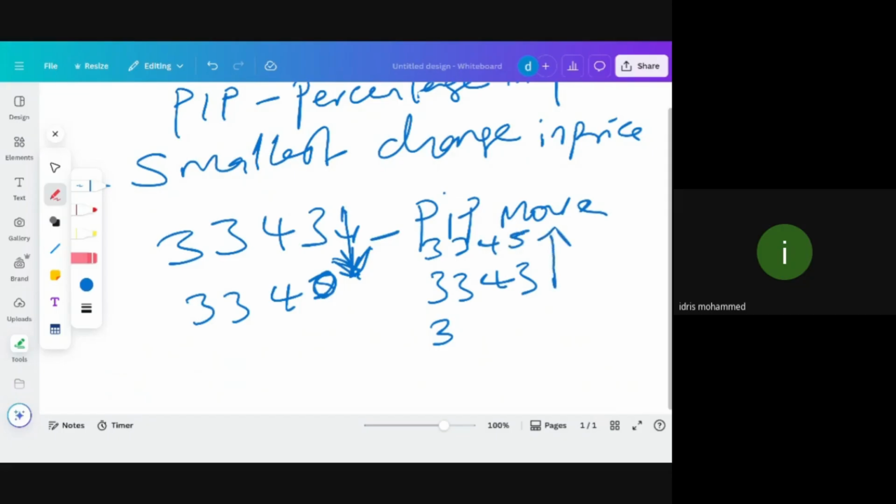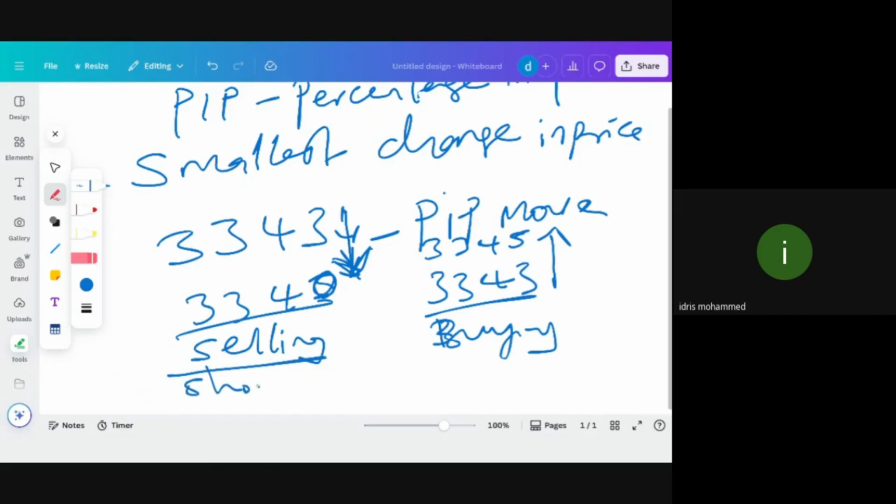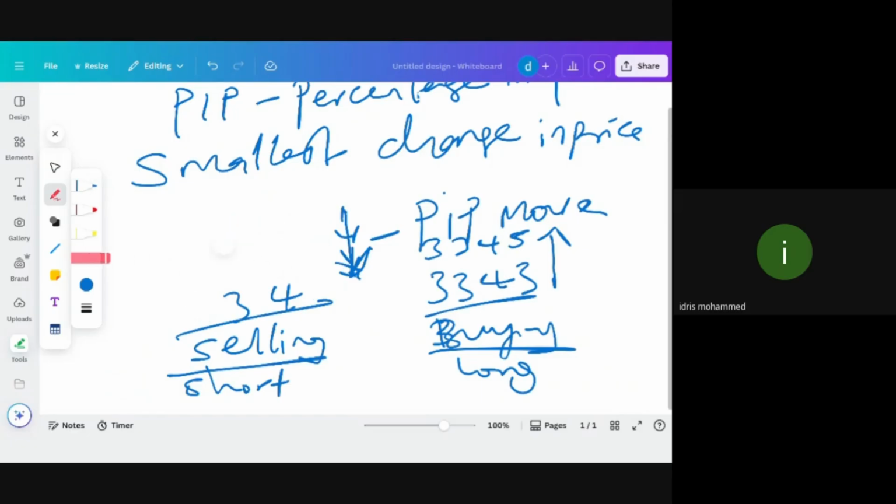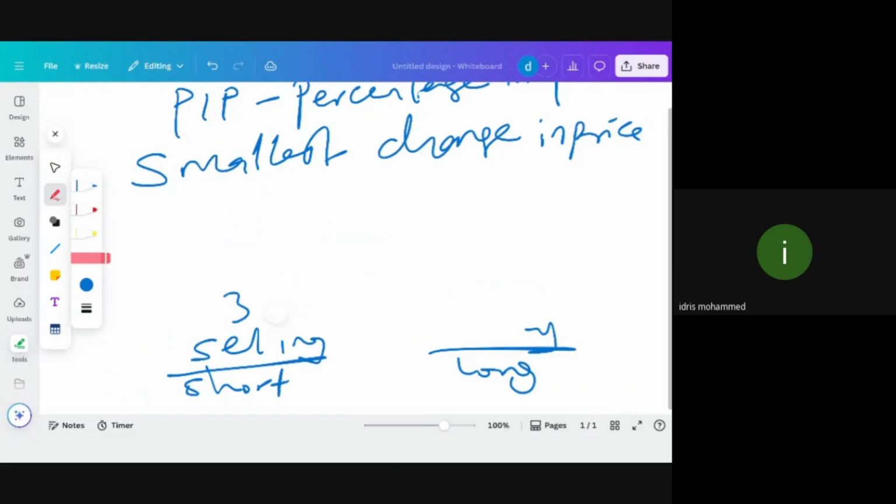Is it making sense? Yes, sir. So this one means you are selling, which also means short. This one means you are buying, which also means long. That's a professional term in trading, long. It's making sense, right? Yes, sir.